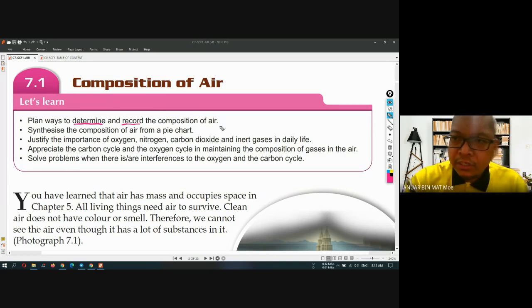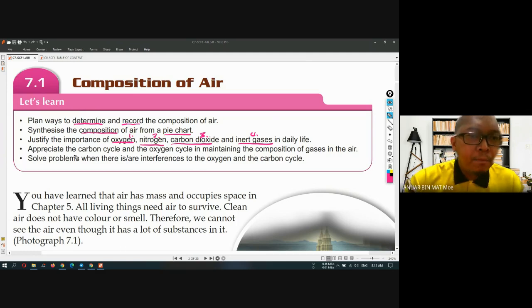What is the composition of air? And then synthesize the composition of air using a pie chart, and then justify the importance of oxygen, nitrogen, carbon dioxide, and inert gas in daily life. Okay, we have nitrogen, oxygen, carbon dioxide, and inert gas. These 4 gases are the main composition of the air that you need to remember later on.